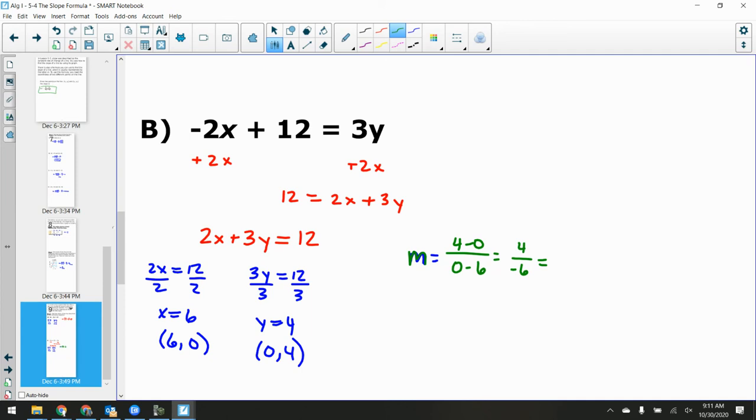What's that turn into? Mackenzie? Good. Feel good about that? We have a worksheet for homework? Yeah. Wait, why would you put the 4 on top? Oh, 4. Y values go on top.